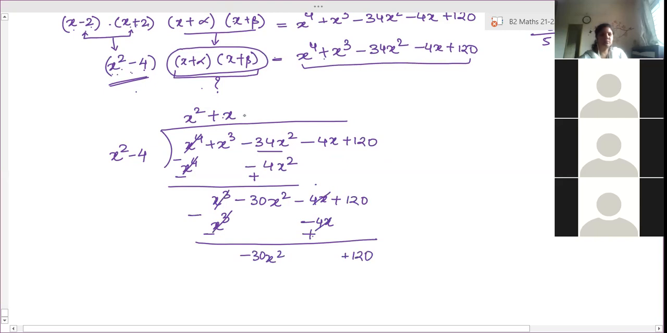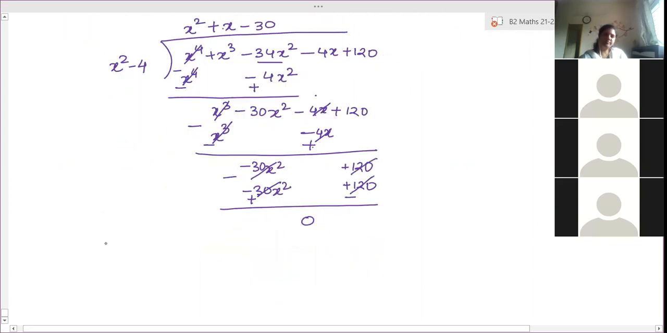So minus 30 will be the quotient. Minus 30 into x square is minus 30x square. Minus 30 into minus 4 is plus 120. And then subtract, this will become plus. This is minus 120 minus 120, gets cancelled. So everything is 0. Now the remainder is 0. Now we got this term.